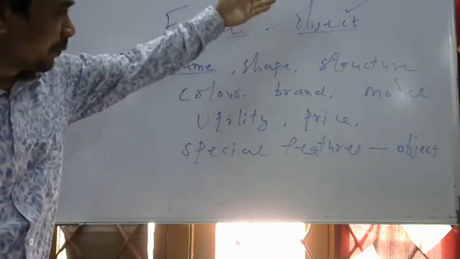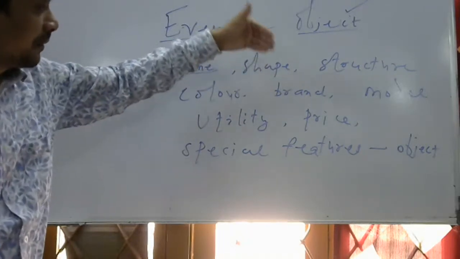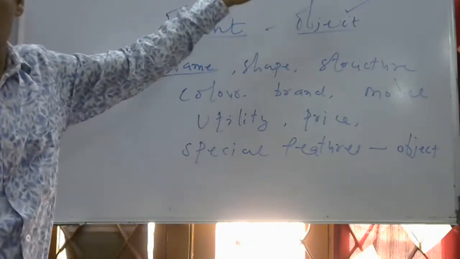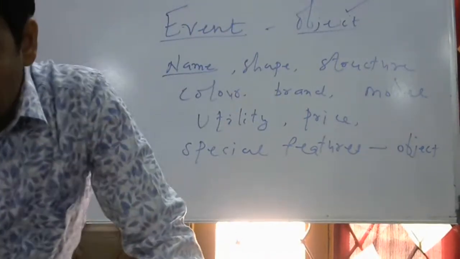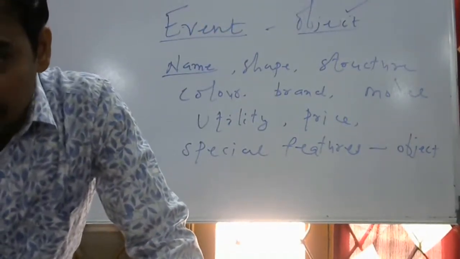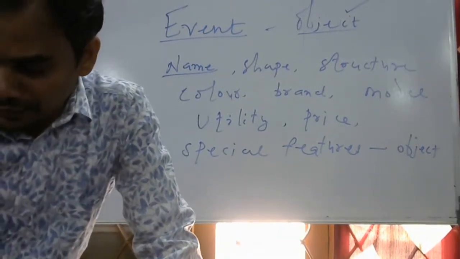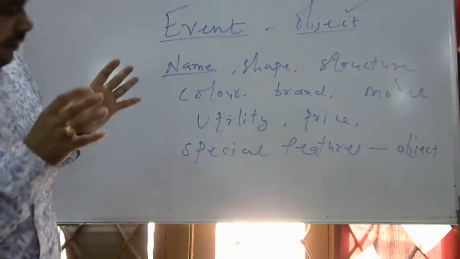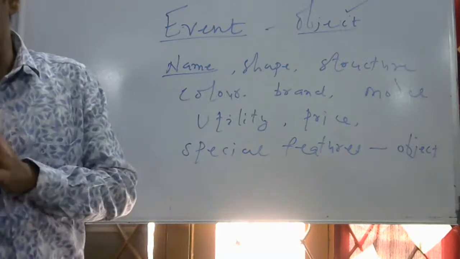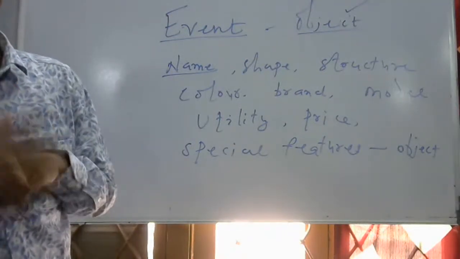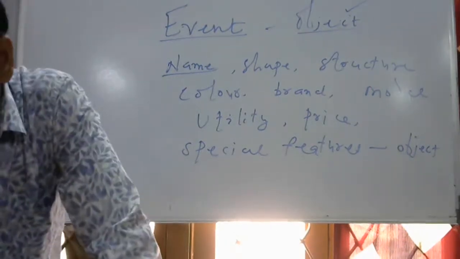First name of that object I have to understand, then shape of that object, structure, then color, brand, model, utility, price, special features. All points I have to understand and I have to describe the object. Clear? So whatever we understood, just at home you sit for a while and revise the particular one once. It will be good for you.